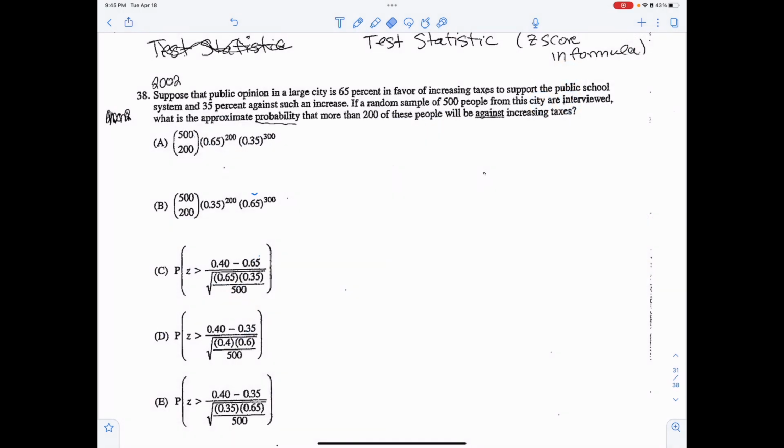A large city is 65% in favor of increasing taxes to support the public school and 35% against such increase. If a random sample of 500 is taken, what's the probability that more than 200 of the people will be against the taxes? So I need to see what this probability is. All right, to be able to see what this probability is, it says more than 200.